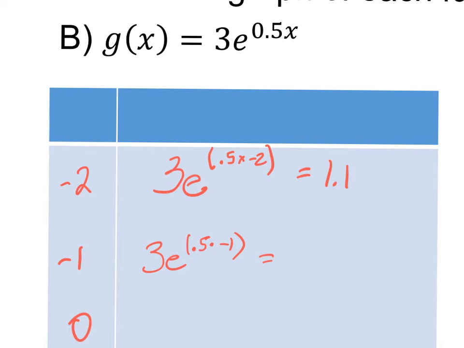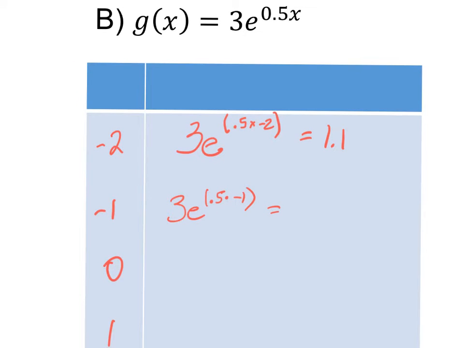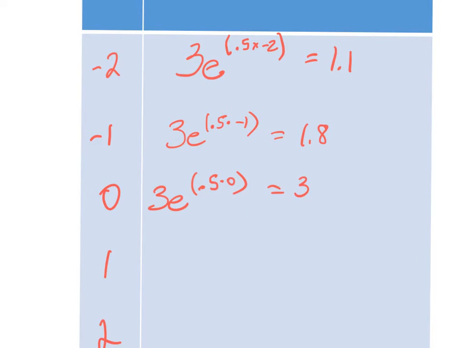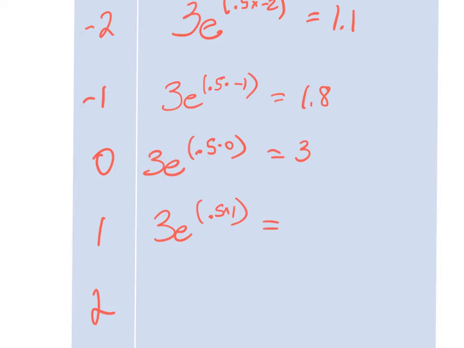What are we getting? What is it? 1.8. Okay, 1.8. Good. Okay, so now I have 3e to the 0.5 times 0. What's 0.5 times 0? 0. So e to the 0 is 1. 3 times 1 is 3. So here I have 3e to the 0.5 times 1. What does that give us? 4.9. And then I have 3e to the 0.5 times 2. And I get what? 8.2.